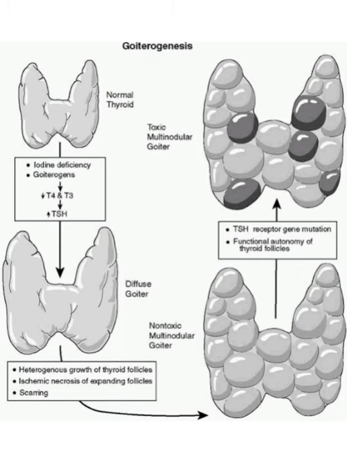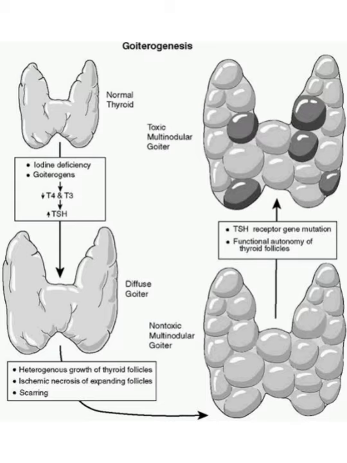The pathophysiology is when there is iodine deficiency and goitrogens which affect the normal thyroid, where there is reduced T4 and T3 levels and an increase in the TSH level, the thyroid stimulating hormone, which will cause diffuse enlargement of the thyroid gland. So there is heterogeneous growth of thyroid follicles, ischemic necrosis of expanding follicles, and scarring, which will lead to non-toxic multinodular goiter, where there are many nodules in the thyroid gland.